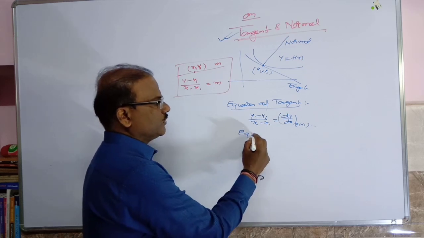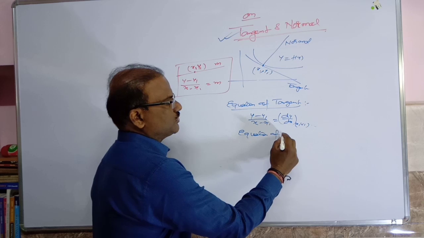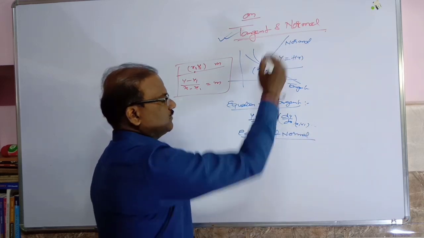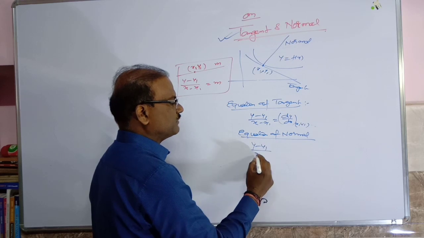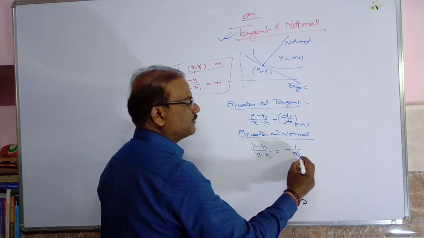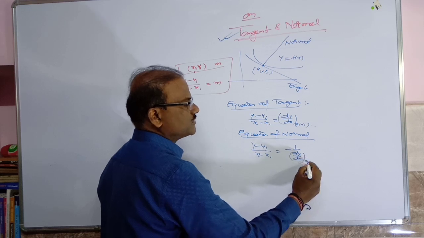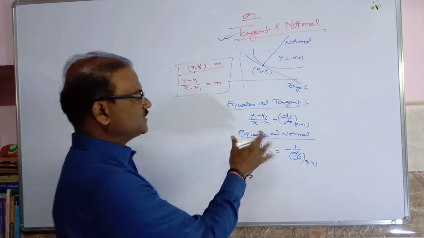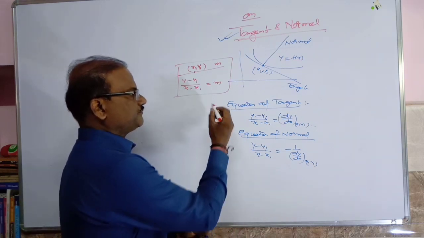Now the equation of normal, what about that? Similarly, the equation of normal is (y minus y1) over (x minus x1) equals minus 1 upon dy by dx. We will use that. Okay, we can make it reciprocal also. So these are the two things which we have to take care of.